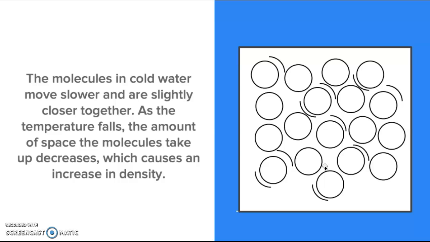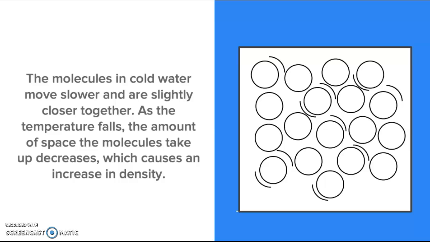Molecules in cold water move slower and are slightly closer together. As the temperature falls, the amount of space the molecules take up decreases, which causes an increase in density. And one thing to note in here is we didn't add more molecules and we didn't take away molecules. We just changed how the molecules are arranged.